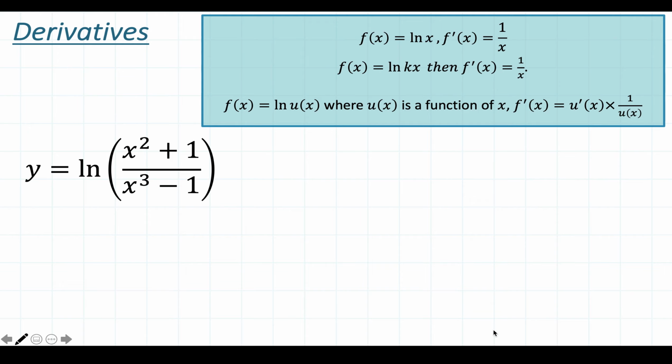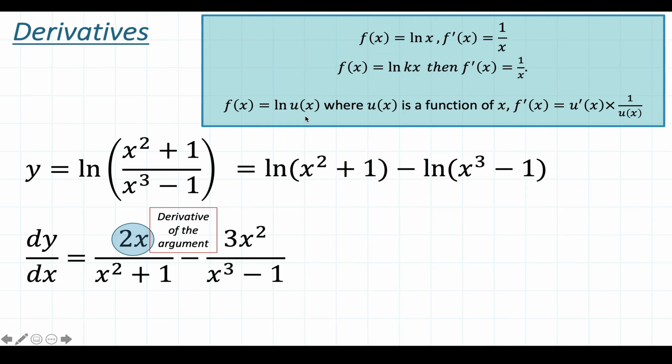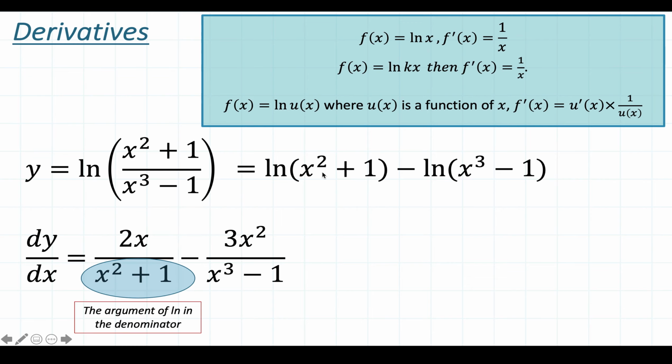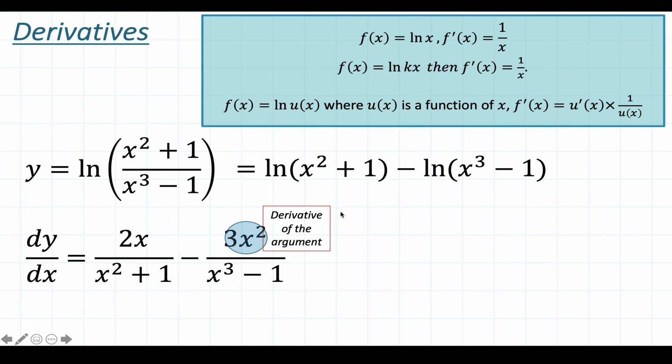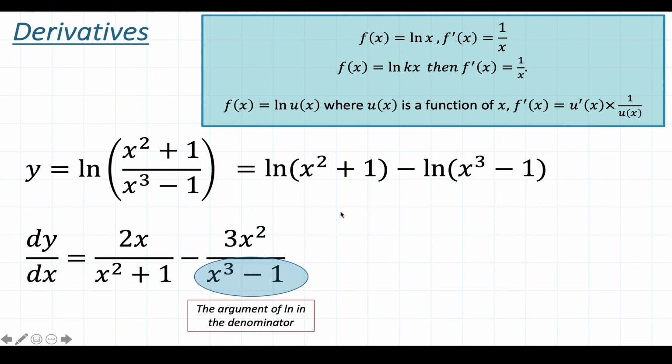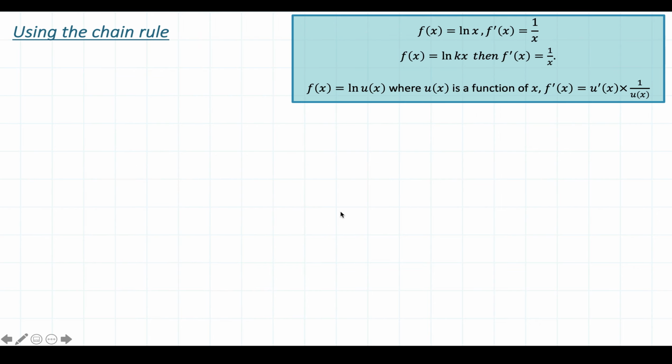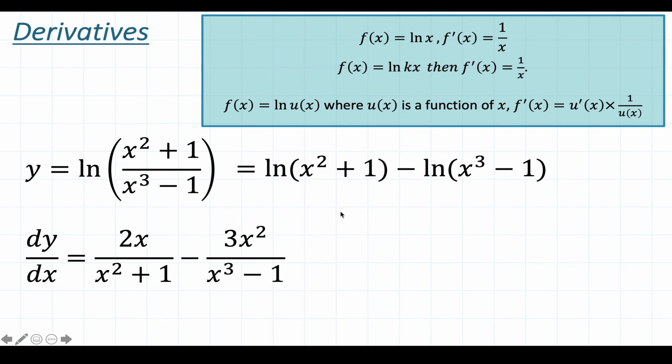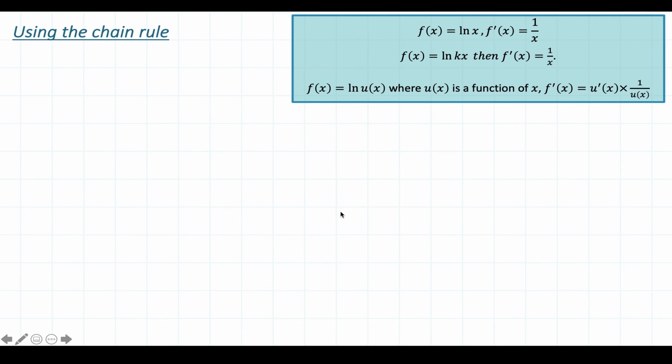Let's look at another example. If I have ln of (x squared plus 1) over (x cubed minus 1), again, it's much easier to actually use the rules of logarithm and split the division into subtraction, and then use the rule here for each one. So I'm going to derive the argument. I'm looking at the first one. The derivative of the argument is 2x. And then the argument goes in the denominator, so x squared plus 1. Then I'm going to do the same thing for the other one, 3x squared, and then the argument in the denominator. You can simplify further, but this is the best you could put it in.